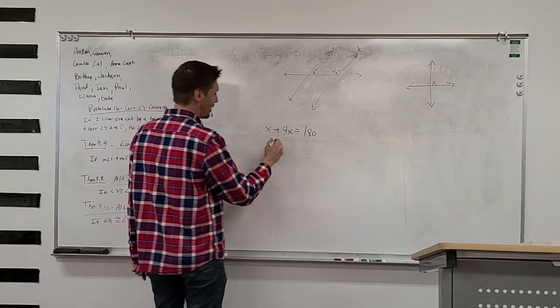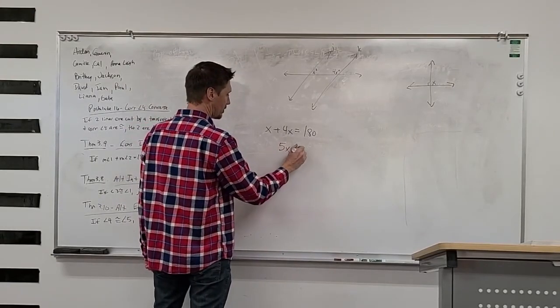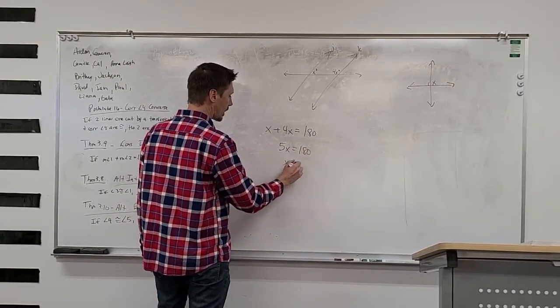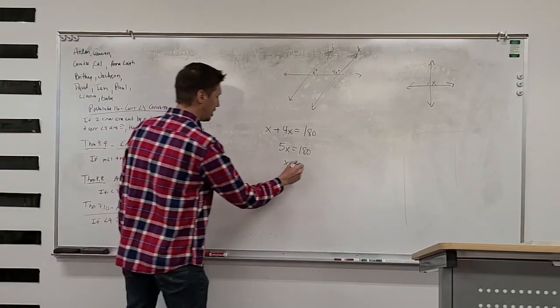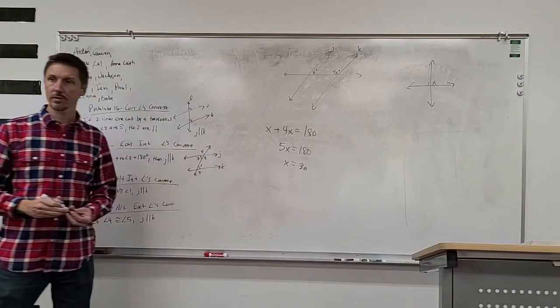So X plus 4X, we just combine like terms, right? And then we divide both sides by 5, and so we get 30. Does that make sense?